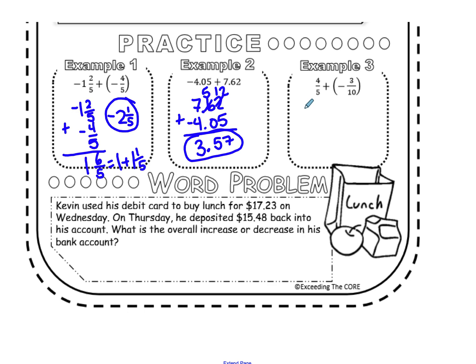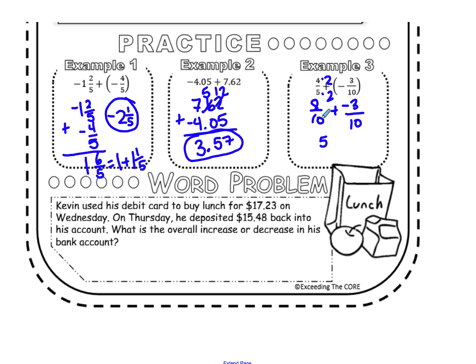All right, next one. 4/5 plus negative 3/10. Different signs. I'm going to find the difference. But before I do, I need a common denominator. I'm going to use tenths because I know 5 times 2 equals 10. That way I only have to change one of my fractions. 4 times 2 is 8. 5 times 2 is 10. 8/10 plus a negative 3/10. I like to write my negatives on fractions in the numerator, just to make that negative sign stand out a little bit more. I have different signs, so I'm finding the difference. 8 minus 3 is 5.